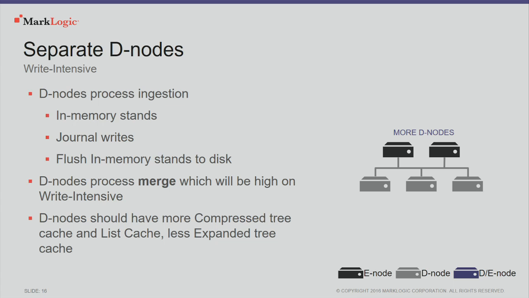And you can also play with the caches. I mentioned that expanded tree cache for an E node. For the D node, you want to bump up the compressed and the list cache. So if you allocate more cache to a D node, you will perform better. So you are putting more memory and more resources dedicated to the ingestion part of the process. Okay, so that's one aspect.